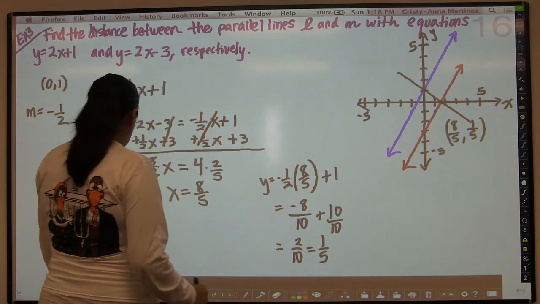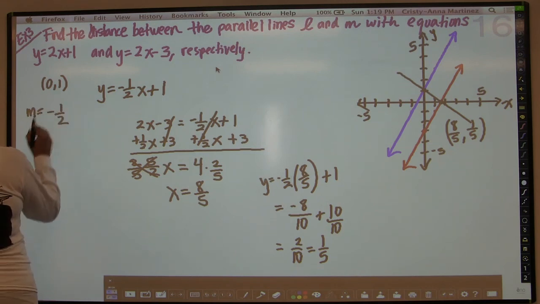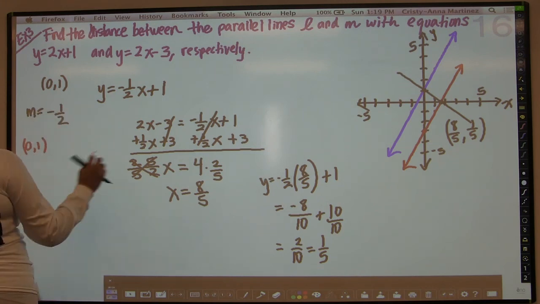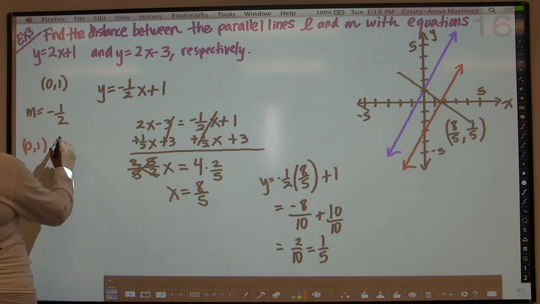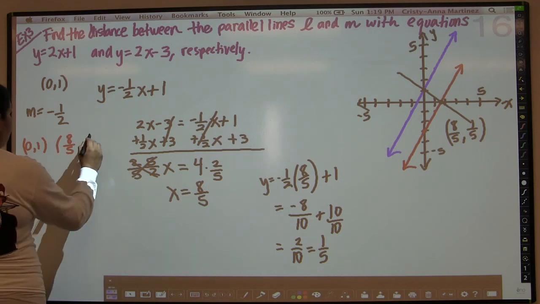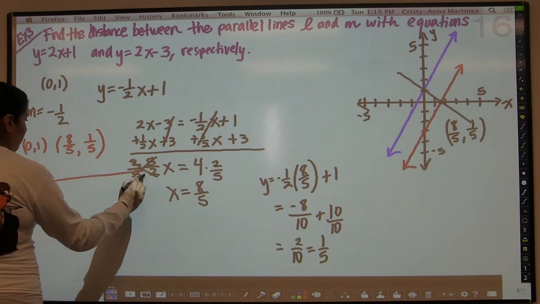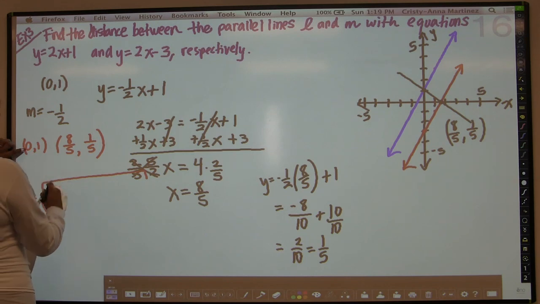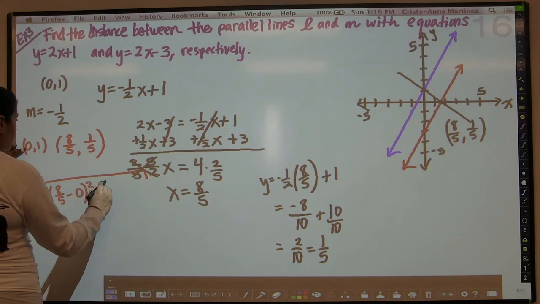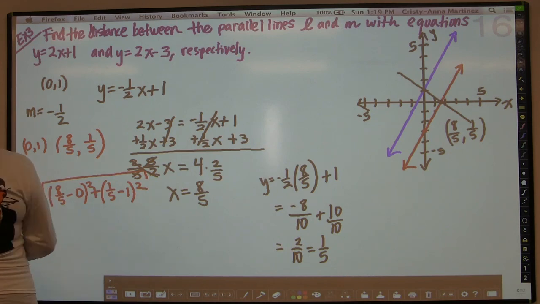My 2 points are (0, 1). That's one of them. That was the first point that we picked on the blue line. And then we used algebra to figure out that the second point is (8/5, 1/5). And now we're going to find the distance, just like we did in the last example. We're going to take the difference in the x's, which is 8/5 minus 0 squared, plus 1/5 minus 1 squared.